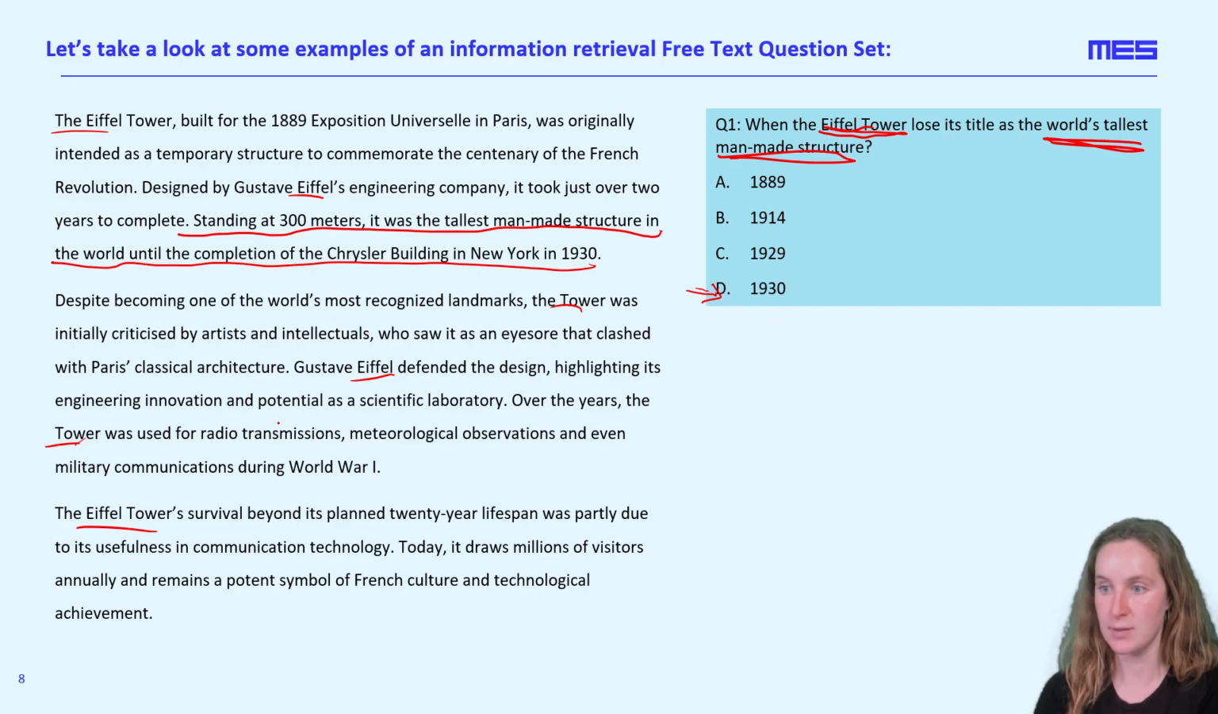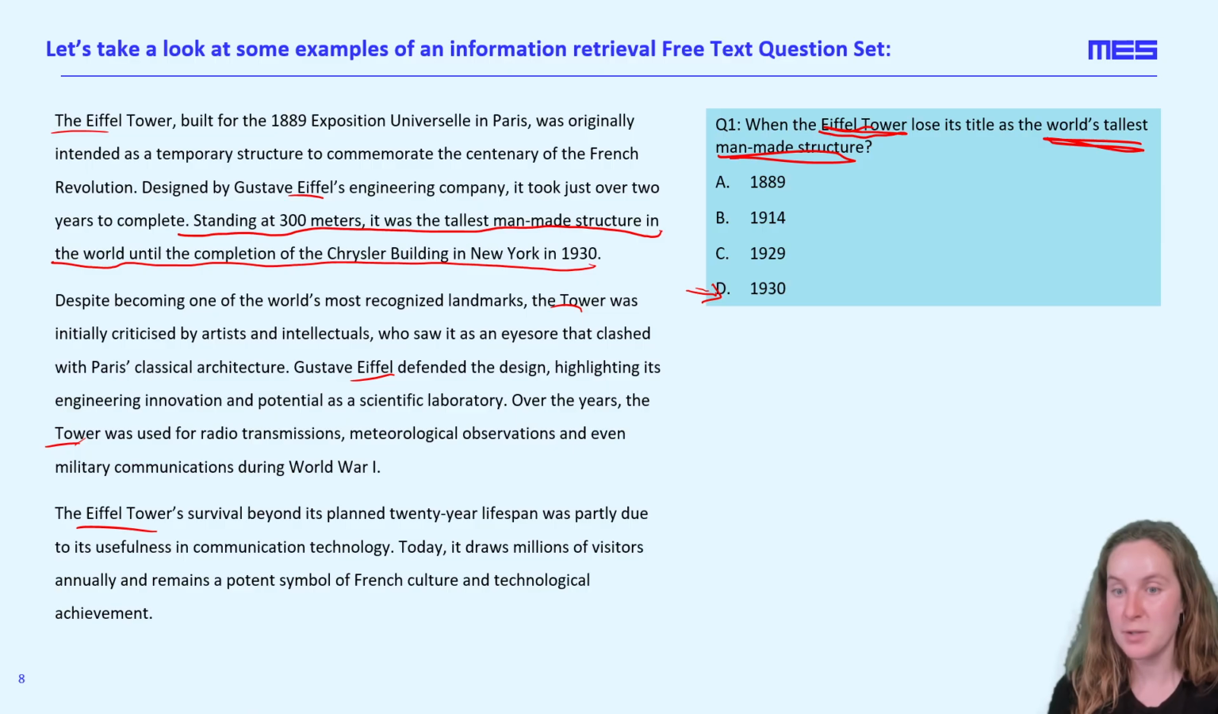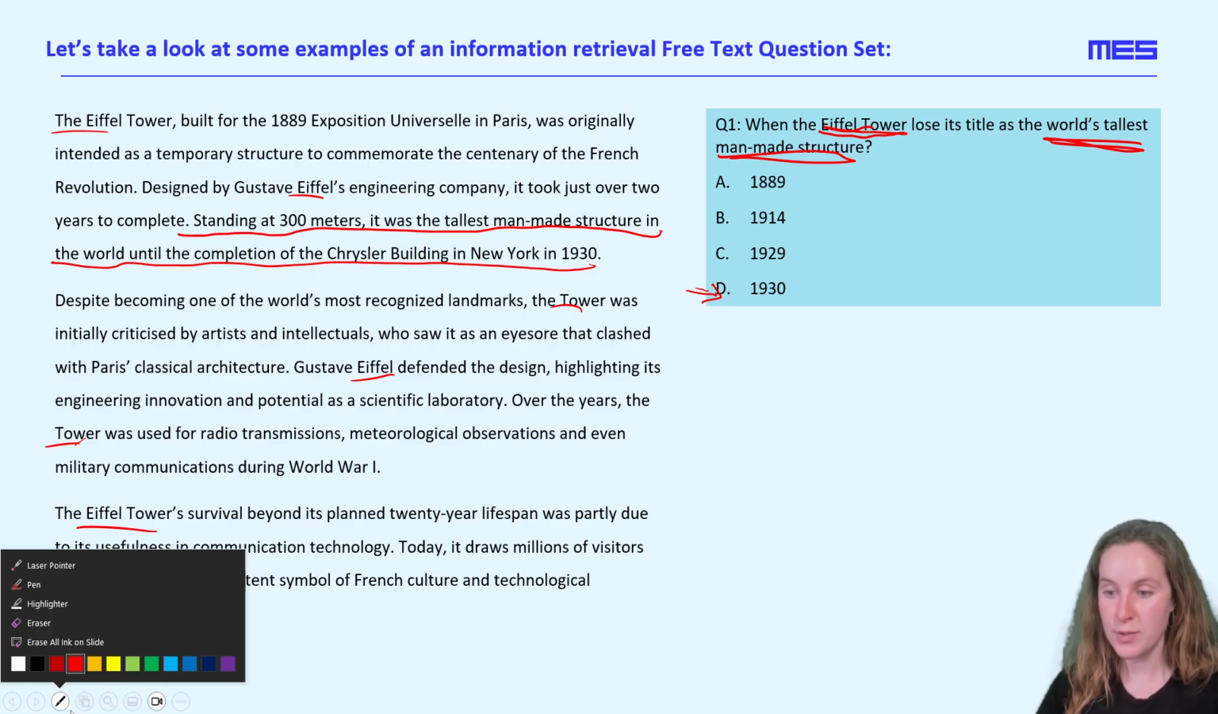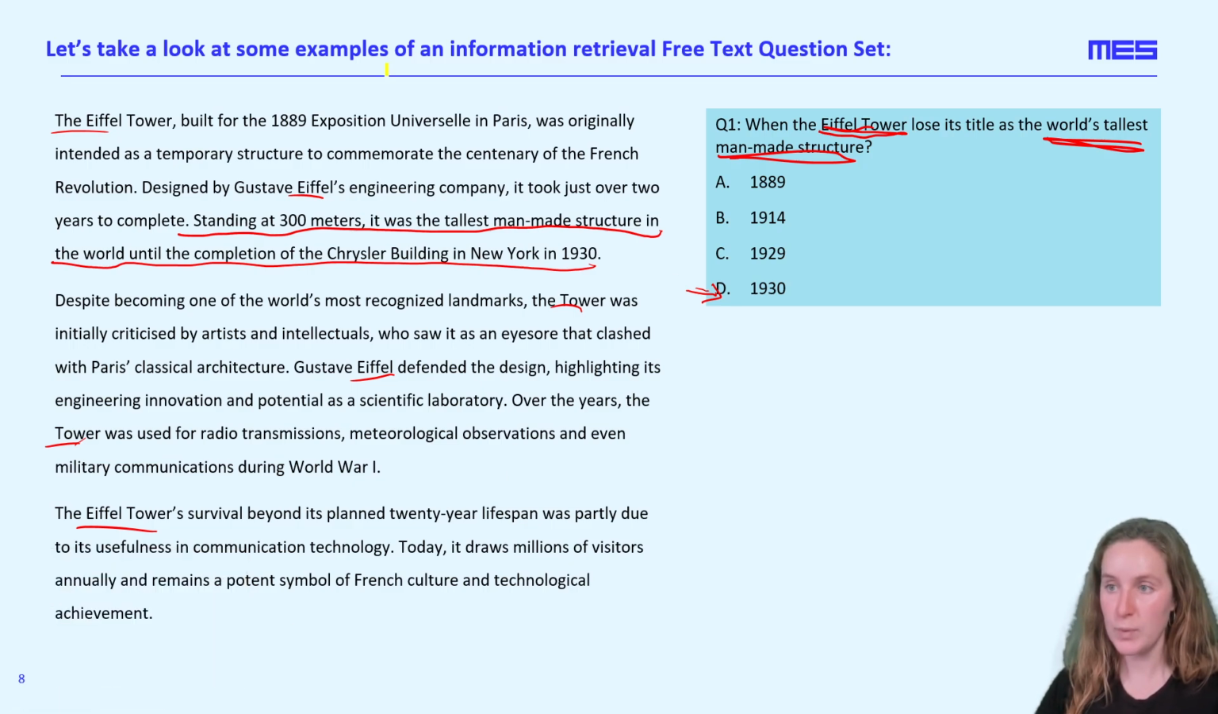Initially criticized, okay. Innovation and potential. Later on it was used. Its survival beyond draws millions of visitors. Okay, so that looks like our right answer, but I do want to point out as well that you might also attack this question by looking at the numbers, because you would imagine that these numbers may appear in the text, and you would be right in a way because we do see numbers in the text. We see quite a few.